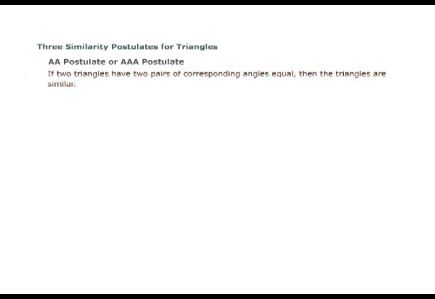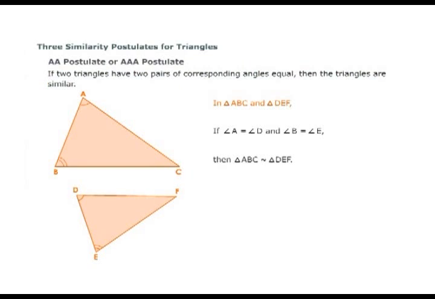The AA postulate. If two triangles have two pairs of corresponding angles equal, then the triangles are similar. In triangles ABC and DEF, if angle A is equal to angle D and angle B is equal to angle E, then triangle ABC and triangle DEF are similar. This also means that even the third pair of angles are equal. So the postulate can also be called AAA postulate.